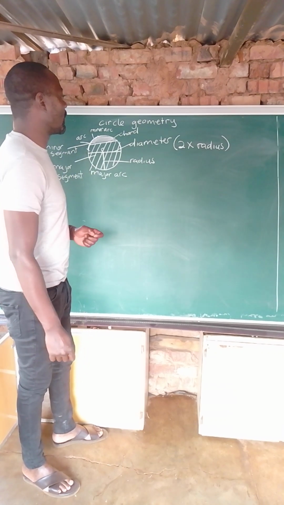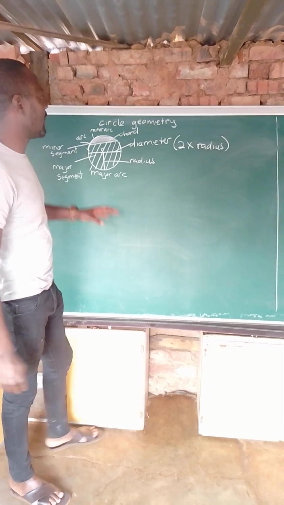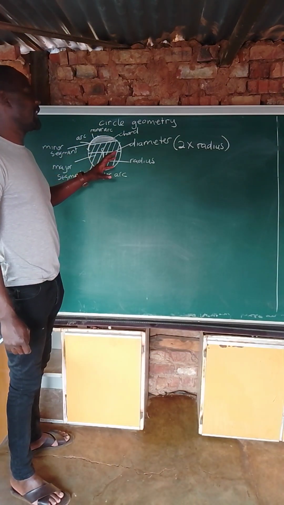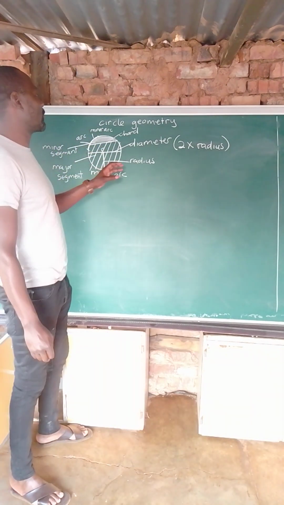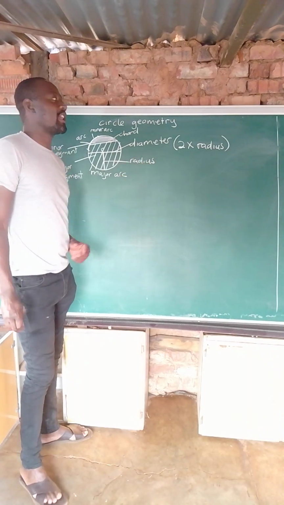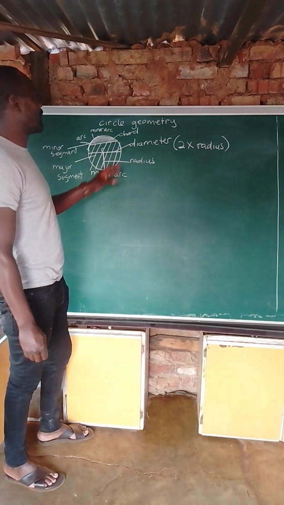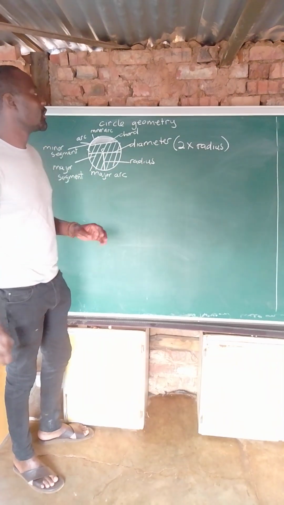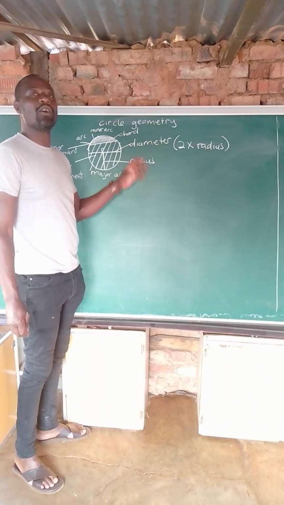Now I think if we know this, we will be good to go, and we can continue with our circle geometry. So from here, we are going to the theorems of circle geometry.